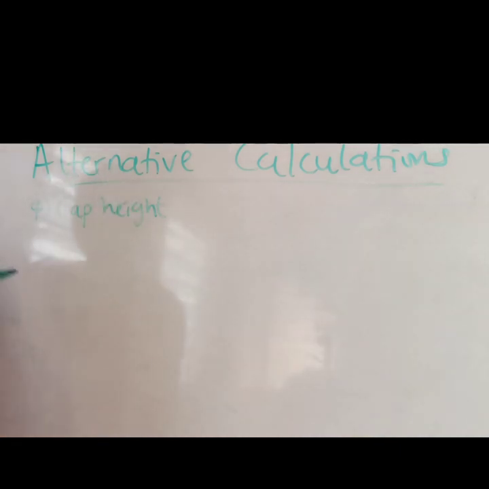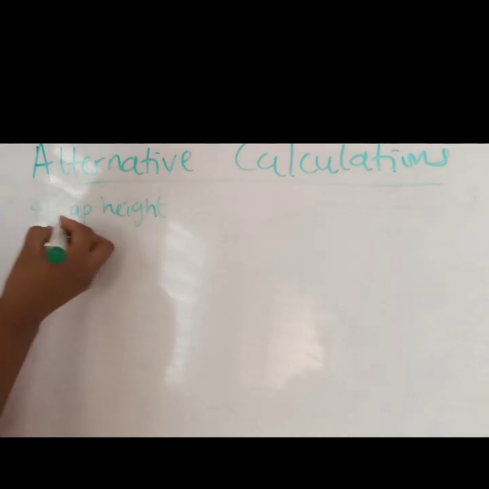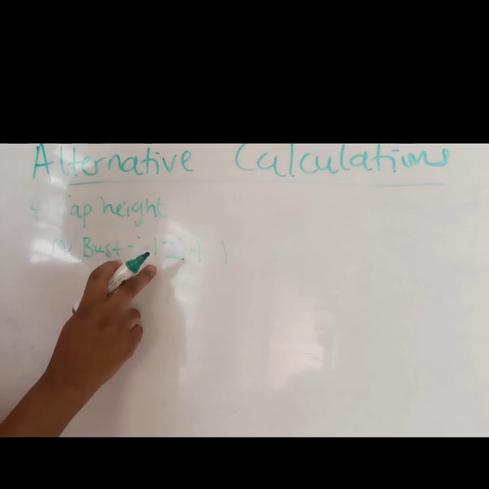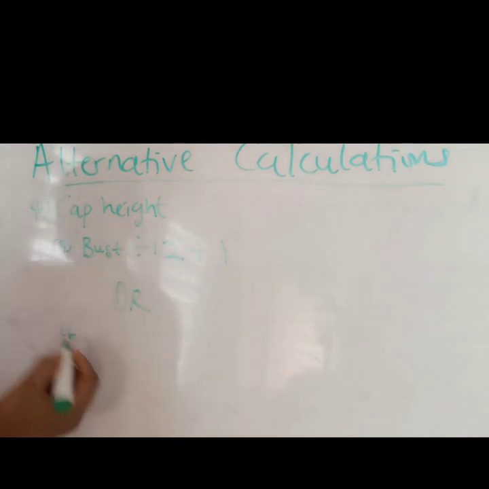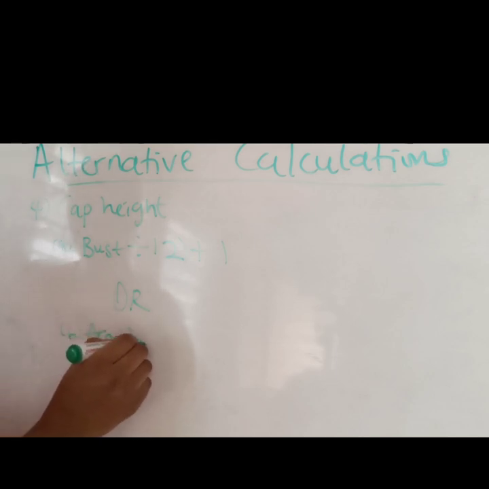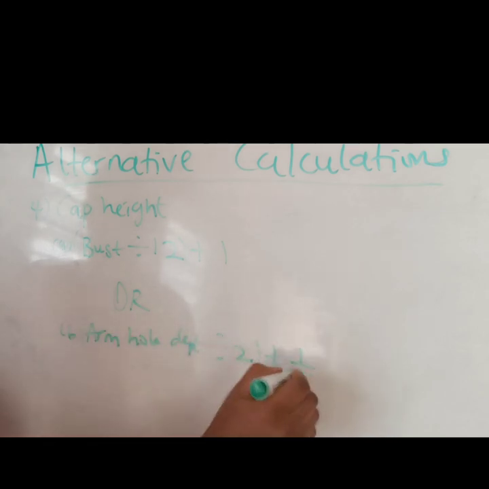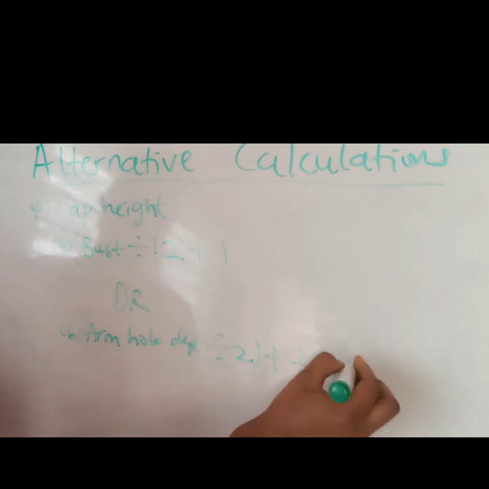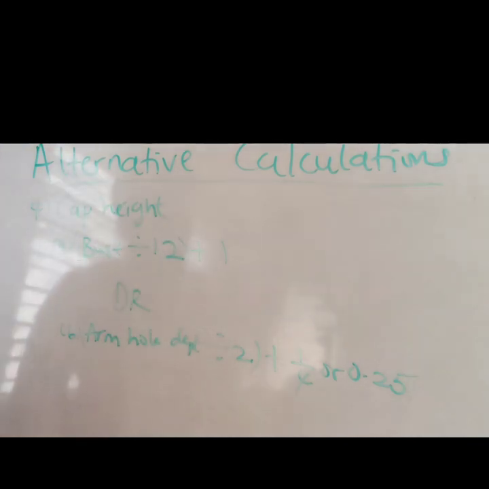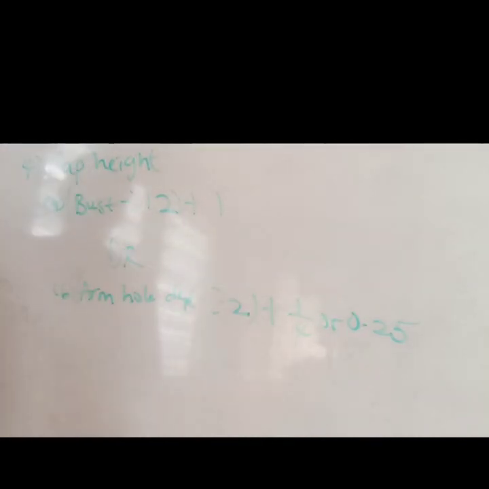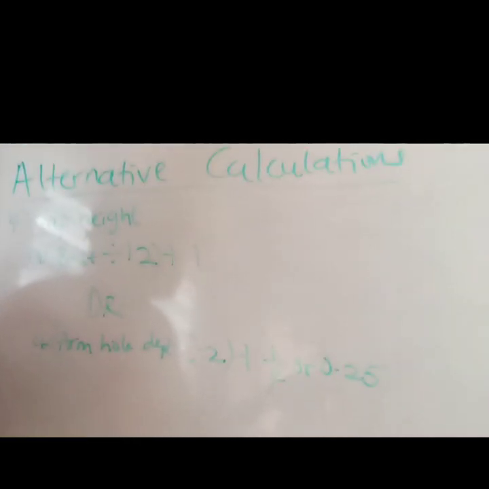Another alternative calculation to look at is the cap height. To calculate the cap height, we have different ways of calculating it. First, you can use your bust divided by 12 plus 1. Bust divided by 12 plus 1. Or do armhole depth divided by 2 plus quarter, and quarter is 0.25. So armhole depth divided by 2, the answer plus quarter or plus 0.25. So let's look at a bust.